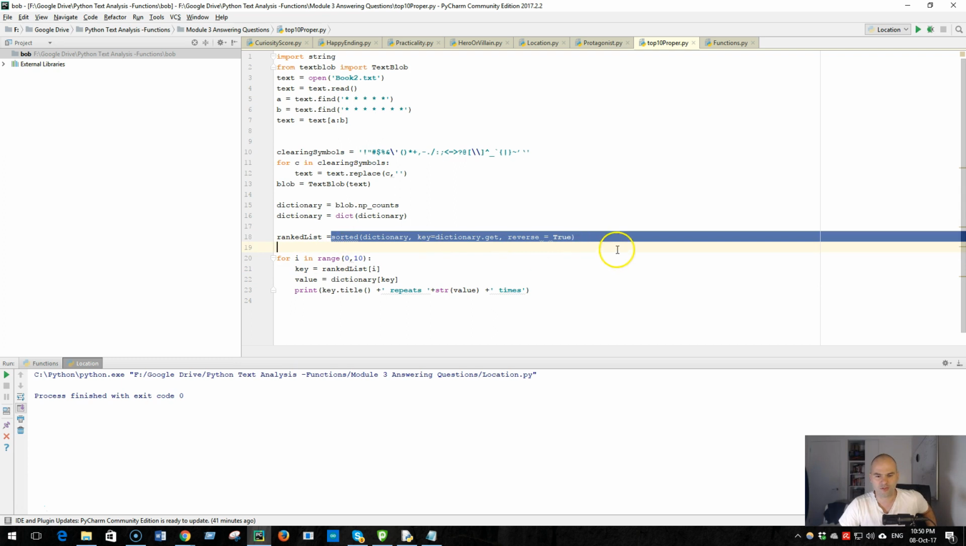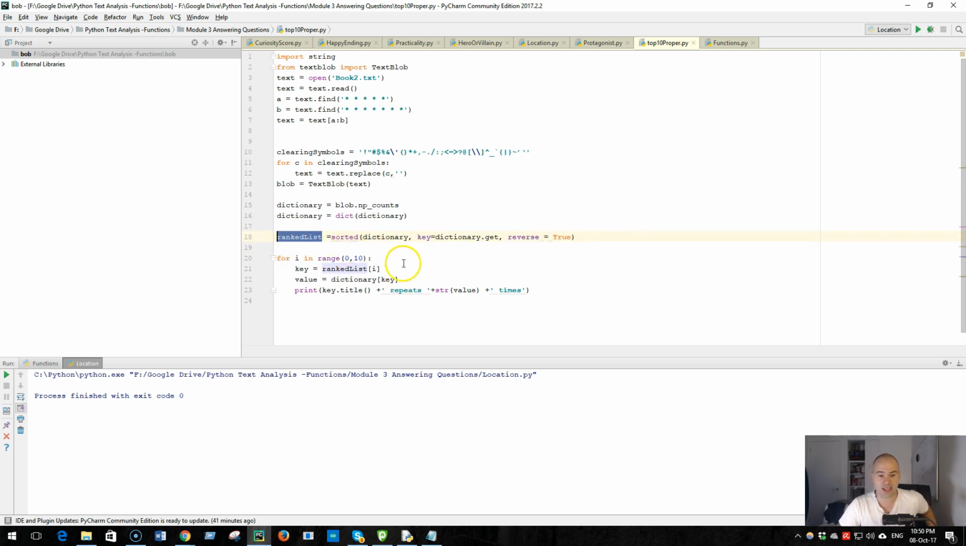Now, you don't have to do much to turn that into a top 10. You use a sorted function to create a ranked list, and then you print out the top 10 in that ranked list. You print out the keys and the values. I run it like here, and the whole thing takes about a minute to run.